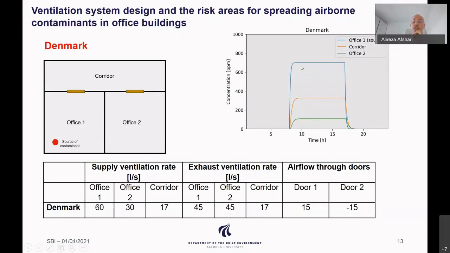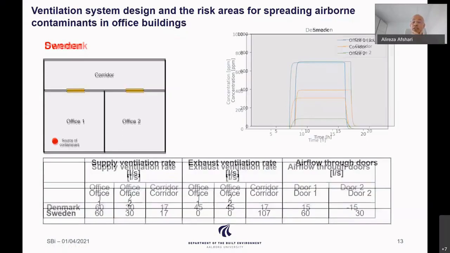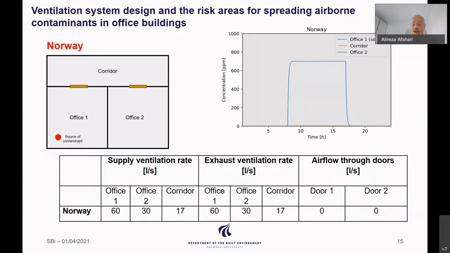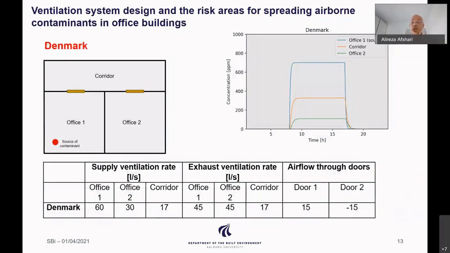So the concentration is high, of course, it is obvious, but you have transfer to the corridor. So the corridor has higher concentration, and in the next room, because you have the average, there is an opportunity that the air transfers. So you see the concentration is lower here.